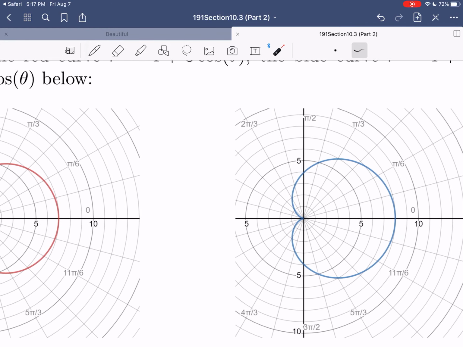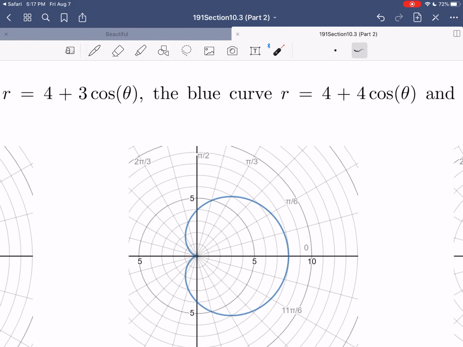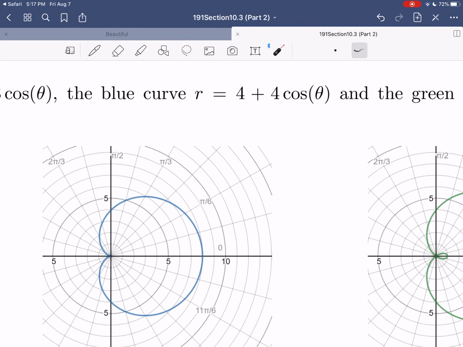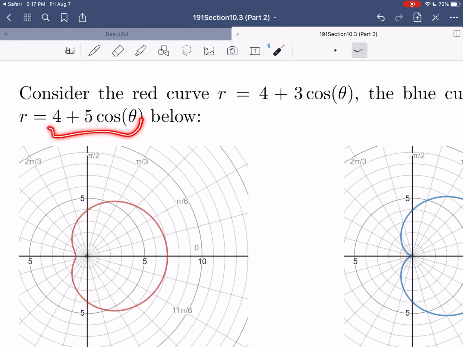If you look at the blue curve, which is where you have 4 plus 4 cosine theta, well, right at theta equals pi, you'll get the minimum radius, which will actually be 0. So this thing comes swinging in. It actually makes a sharp corner like that. And this is the one that we would call a cardioid because it makes a heart shape. Finally, the green curve, which is 4 plus 5 cosine theta.